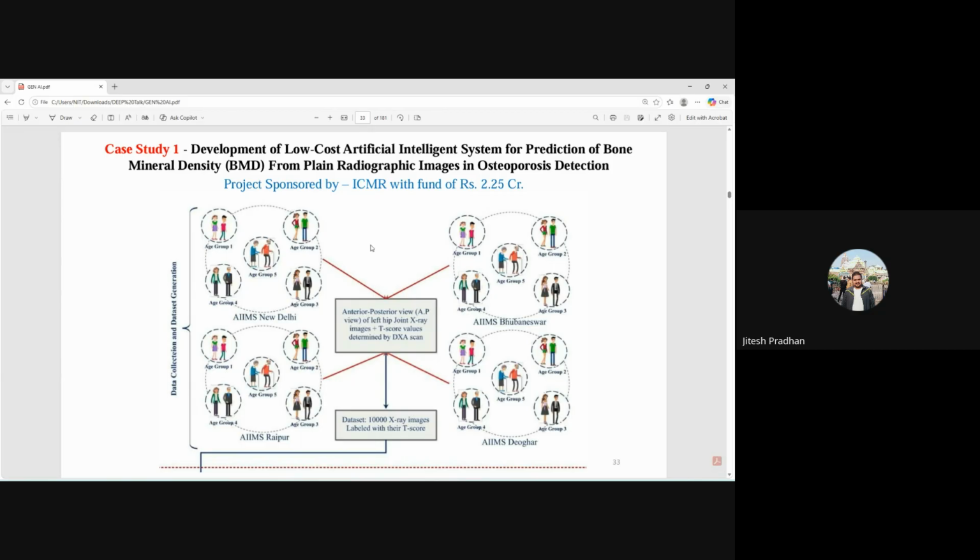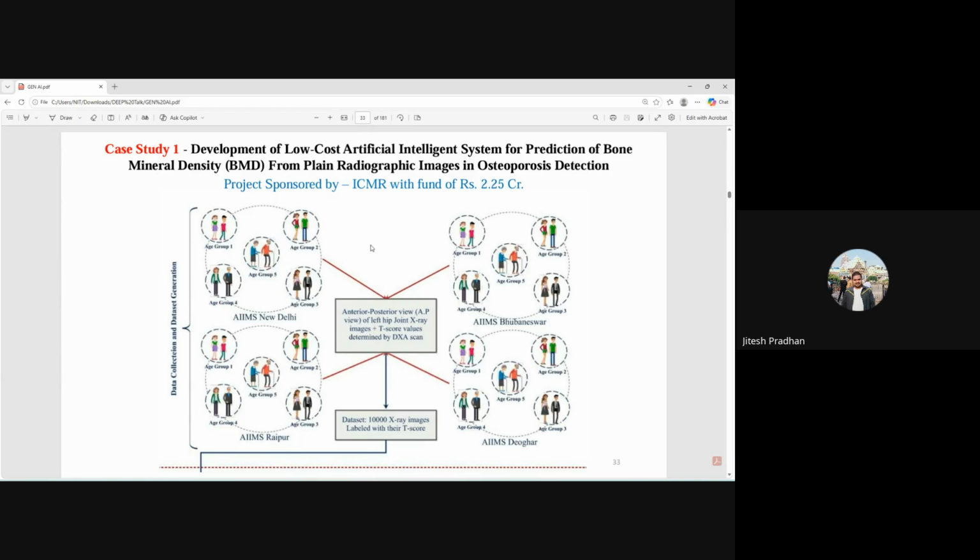Who are our stakeholders? Basically all the patients. Then, the problem is bone mineral density prediction. Why? Because to detect bone mineral density, you literally have to do a DEXA scan. It's like an MRI scan. It is very expensive and not easily available. You won't believe that in the entire Bhubaneswar, I think 2 DEXA machines are there.